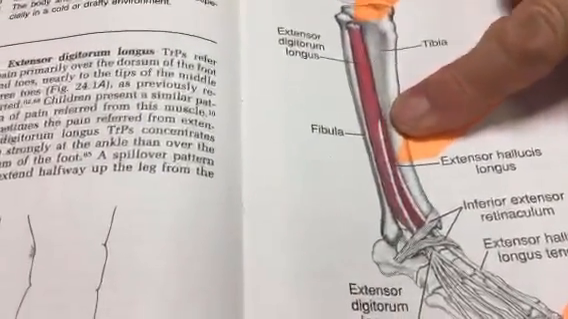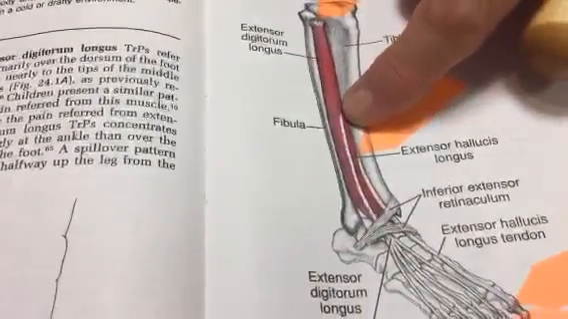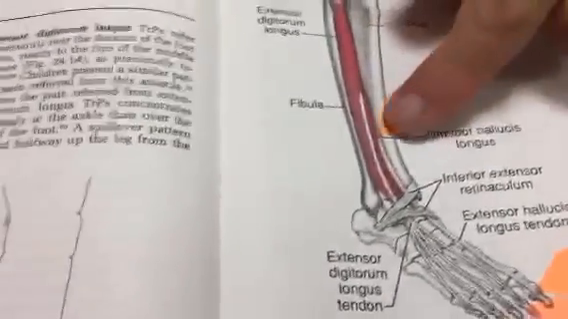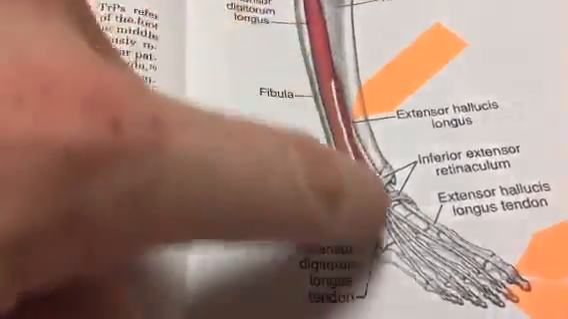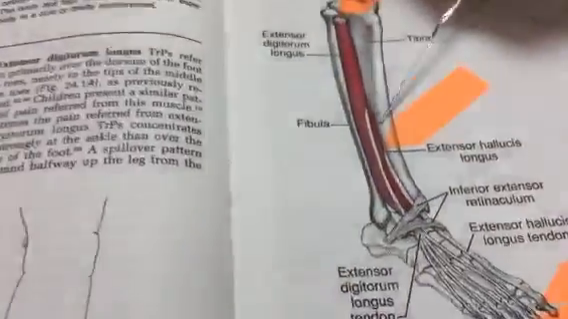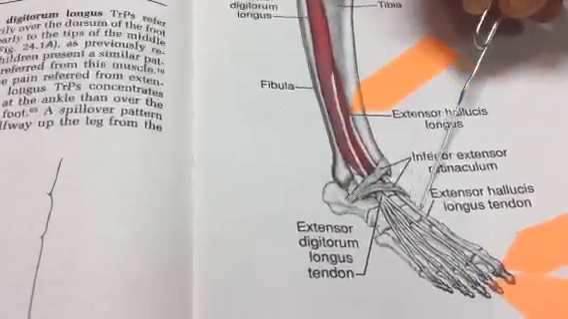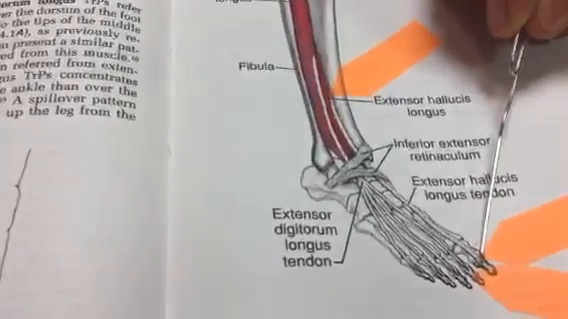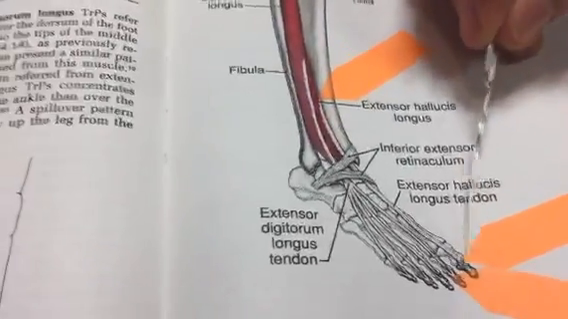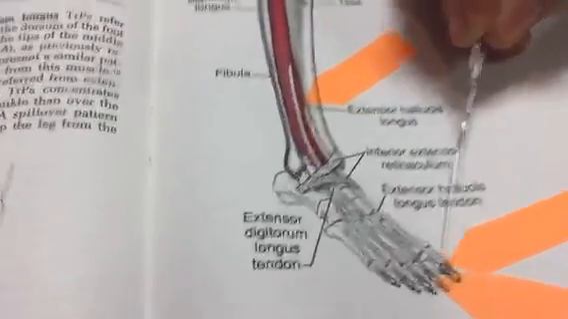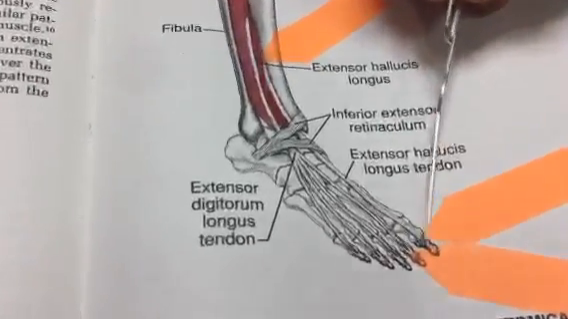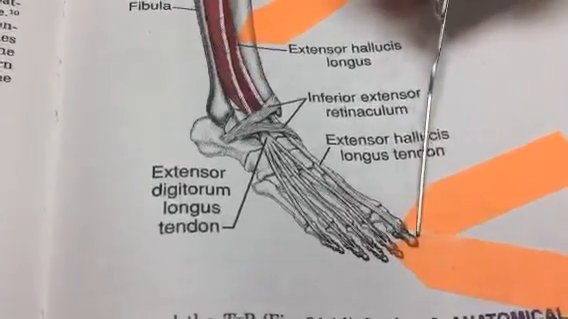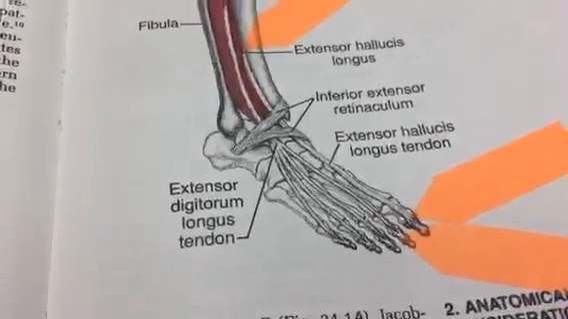Okay, we didn't do the hallucis, so we're going to go up here about a third of the way up the tibia. The big toe gets its own muscle, and this is important. See there, it goes from here, goes this way, and then goes to the great toe right there. There are also little slips that go further down, affecting the tip of the toe.